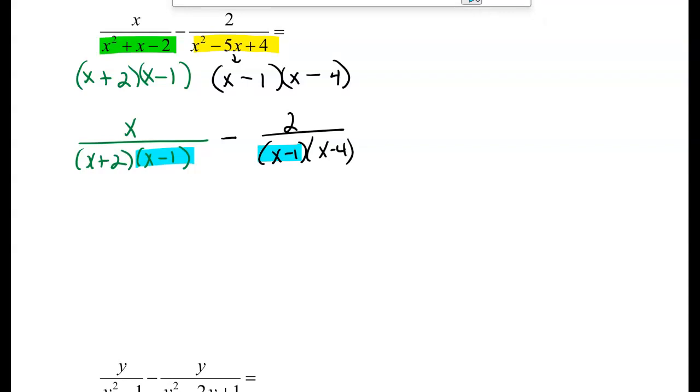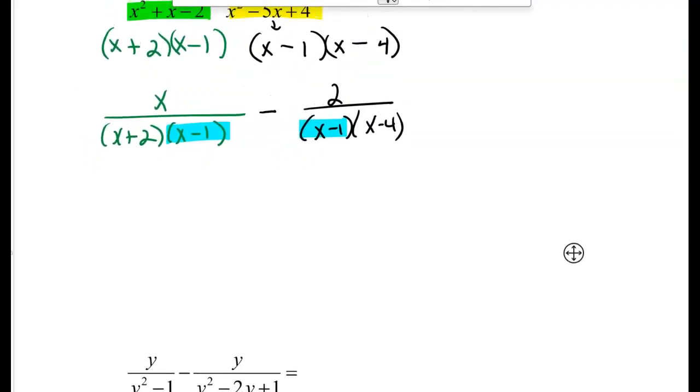All right, so what is going to be our common denominator? What's it going to be? Are you going to have an x plus 2 in it? Yes. All right. What else do we have to have that we know both of them have? X minus 1. What else does it have to have? X minus 4. So that's going to be our first one.